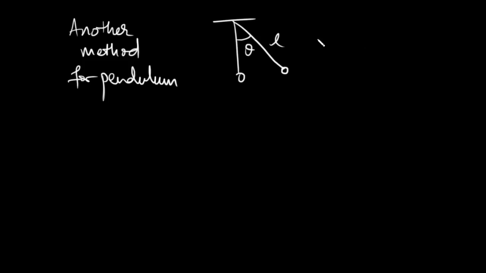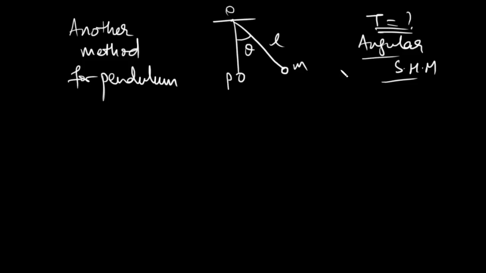Alright, so moving on, I have another method for the pendulum, and we can do this through angular S.H.M. Since the mass is rotating here about point O, let us say this is point O and this is point P. So you see, this is the angular S.H.M because the mass is rotating. Now I want to find out the time period. How do I do it?